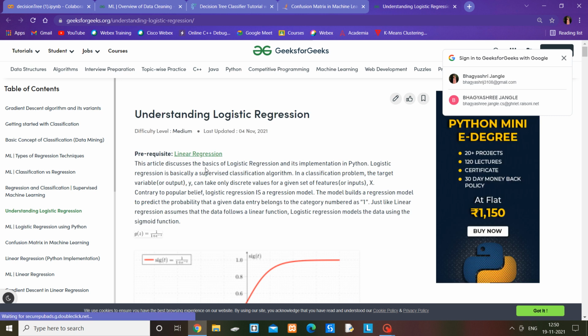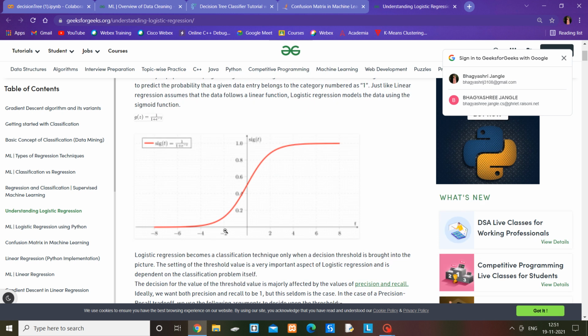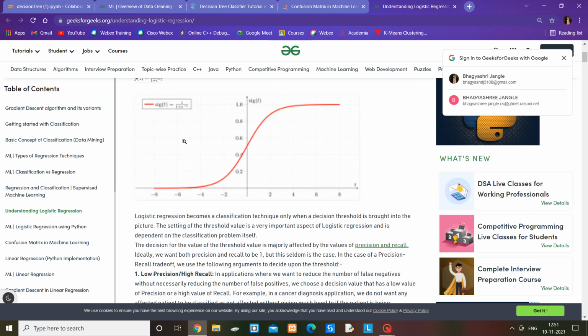Logistic regression implementation in Python is very easy. Logistic regression is basically a supervised learning classification algorithm. In this problem, the target variable y can take only discrete values, not continuous ones, for a given set of input values x. Contrary to popular belief, logistic regression is a regression model. The model builds a regression model to predict the probability that a given data entry belongs to the category numbered as 1. Just like linear regression assumes that the data follows a linear function, logistic regression models the data using the sigmoid function. This is the sigmoid formula, and this is the graph used in logistic regression.